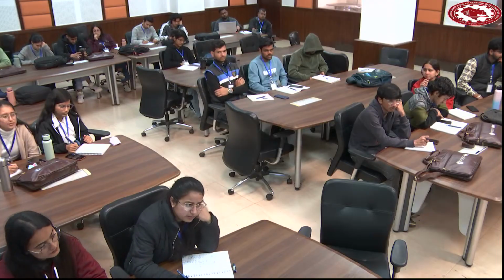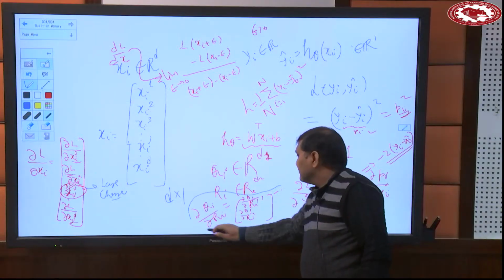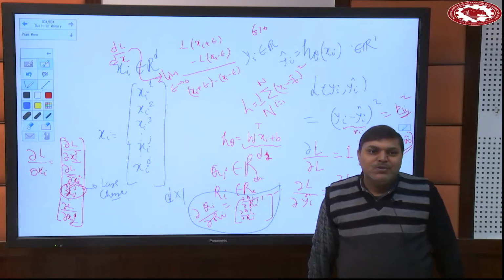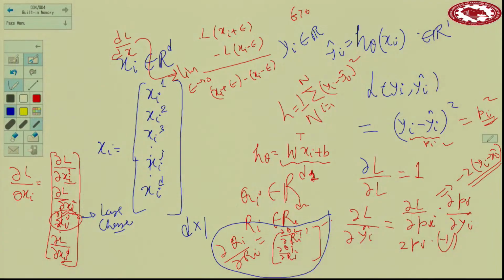Can you see here? Is this clear to everyone? By the way, this matrix is called the Jacobian. If you are computing the gradient of a tensor with respect to a tensor, it is called the Jacobian.